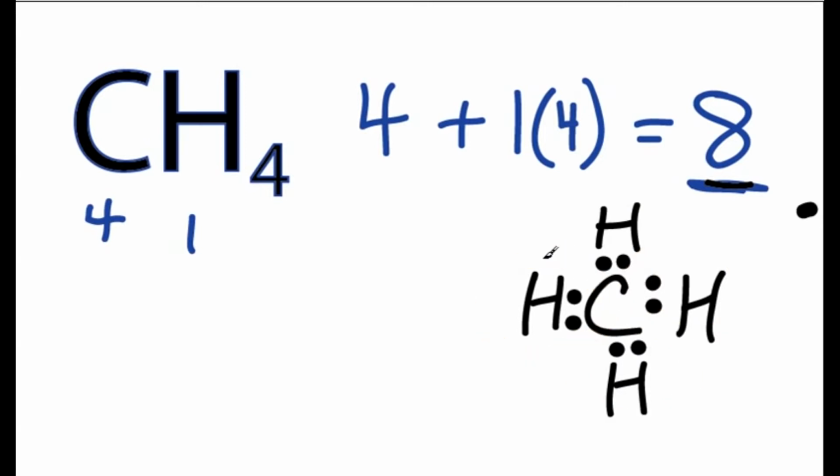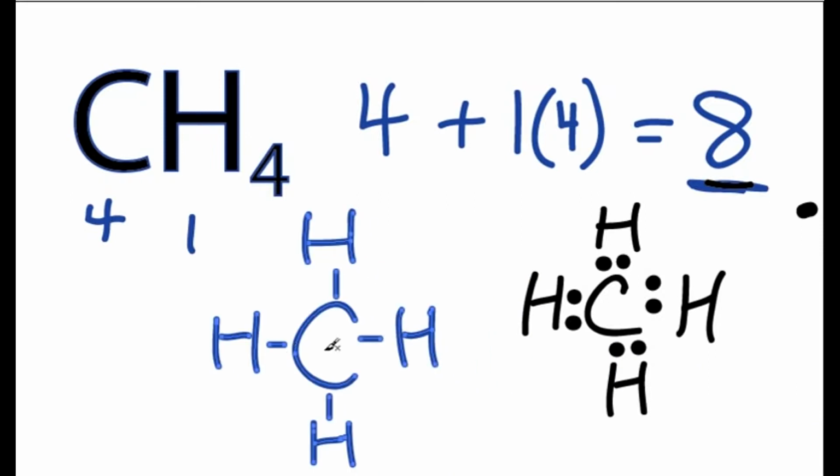So we've done it. That's the Lewis structure for CH4 methane. We could write it as a structural formula, and that would look like this right here, where the single lines represent a pair of bonding electrons.